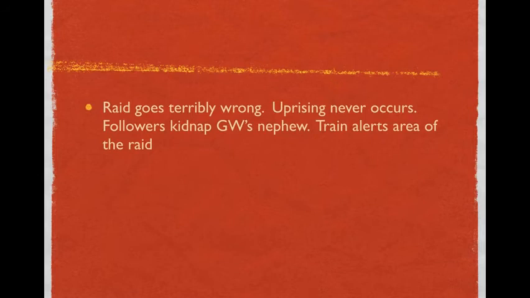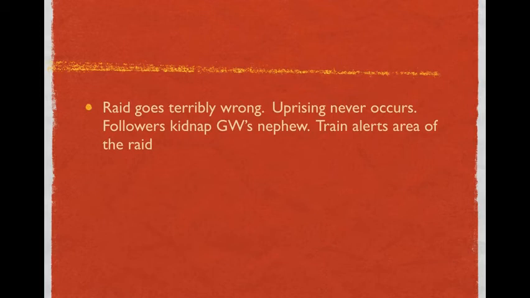So the raid goes horribly wrong. There are no guns in the arsenal, only spears. They try to do a massive slave uprising, but the slaves are resistant to rebel, so that doesn't happen. They wind up kidnapping someone. They actually hold a train hostage for a while and then let that train go, which just alerts the authorities.